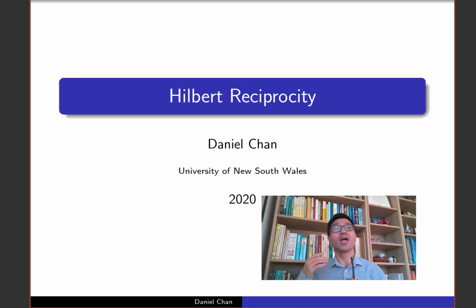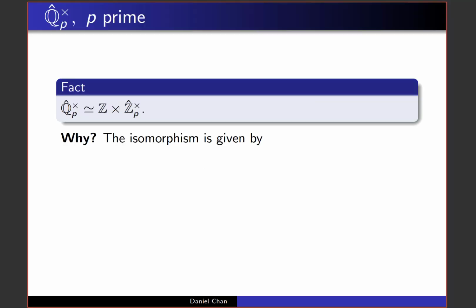Today I want to talk about Hilbert reciprocity, which generalizes Gauss's quadratic law of reciprocity and features the all-important arithmetic invariant, the Brauer group. Now, Hilbert reciprocity uses the Hilbert symbol. So let's just remind ourselves of some things about the Hilbert symbol.